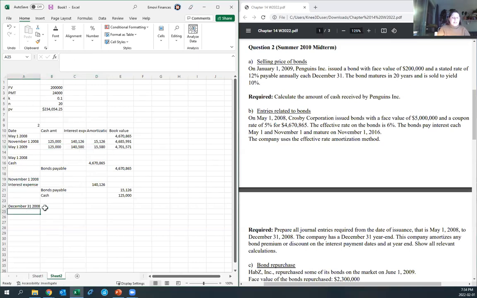So the interest expense, we're going to take the amount that we found for May 1st, 2009, and, if you prefer to see it that way, divide it by 6 months and then times 2 months. And that gives us an amount of 46,859. So what I did was 140,580 divided by 6 months times 2 months.